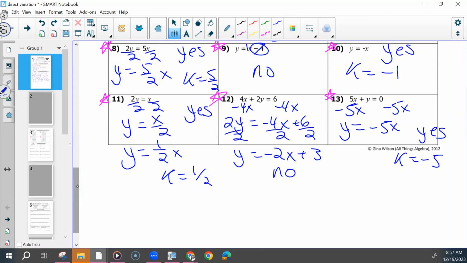Okay, so that's how we would determine if something is direct based on the equation. Questions on how we do that? Once you finish, go on to the next page.